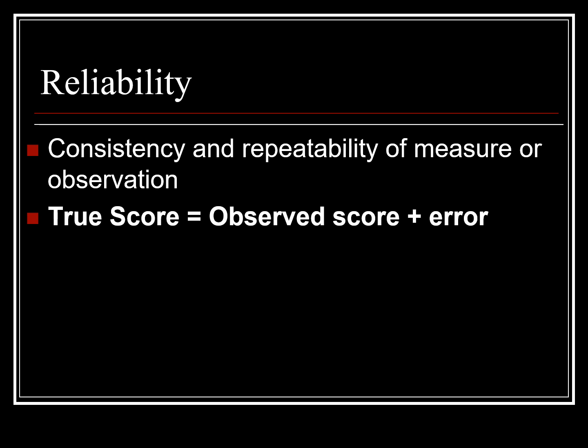So let's end off with talking about reliability and validity. So reliability is the consistency and repeatability of a measure or observation. Now, again, there is a pretty big assumption here. The assumption is that the constructs that we're interested in measuring are reliable, that they're relatively stable over time.